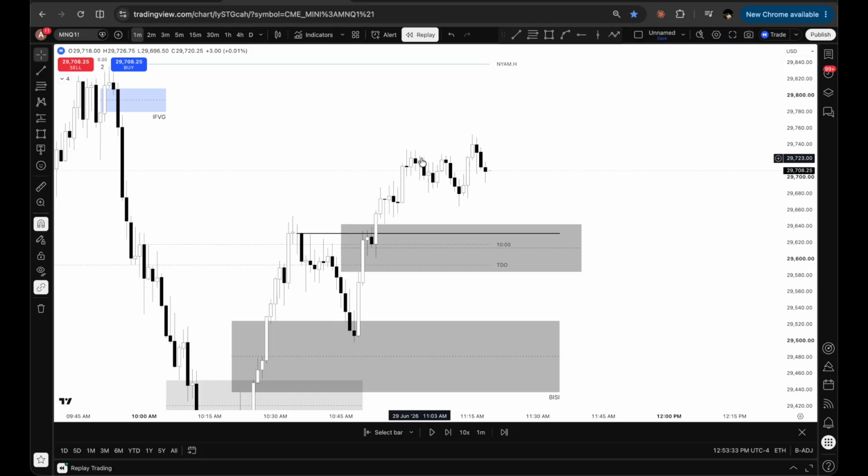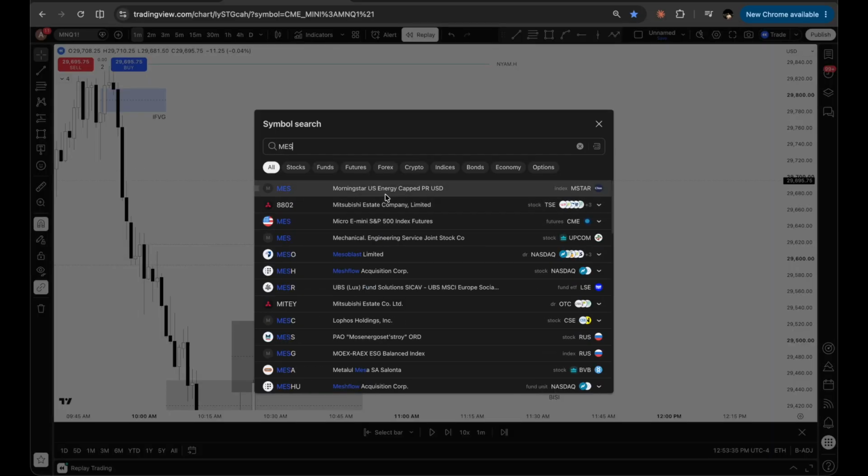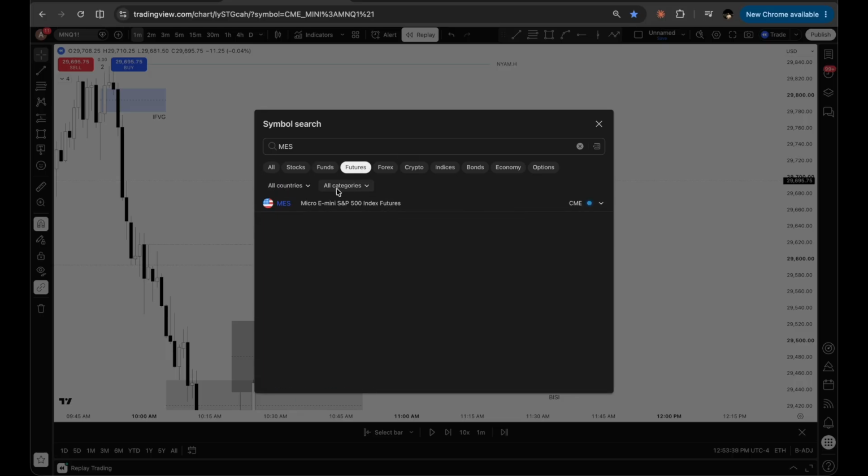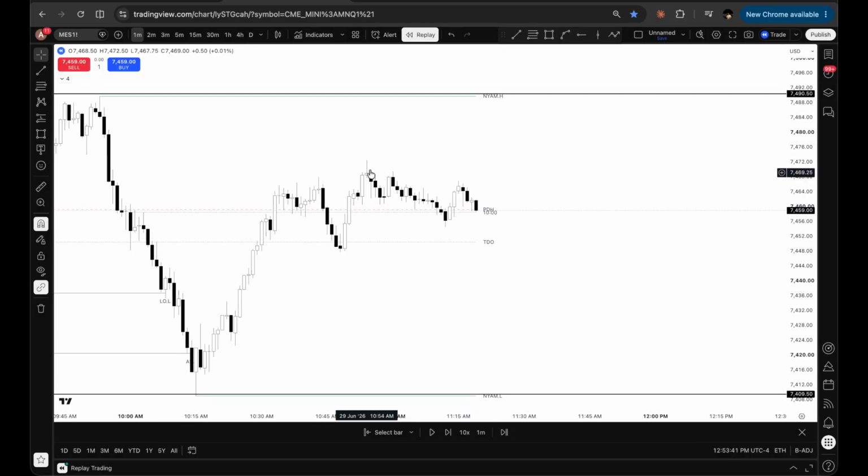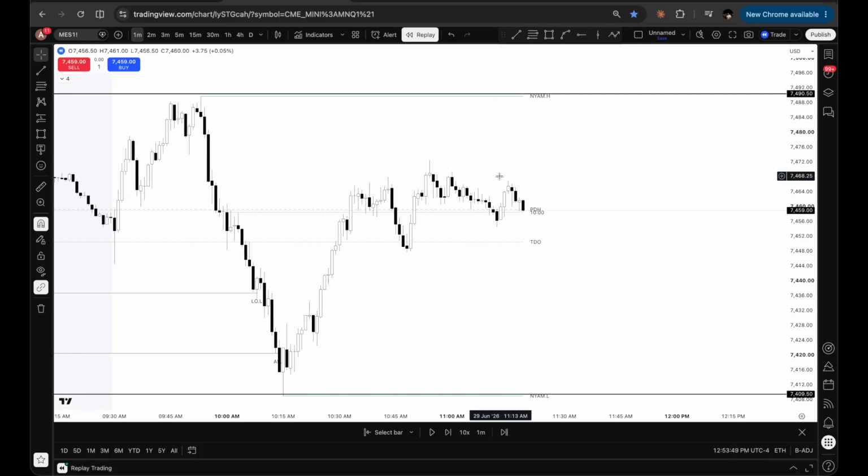Still waiting. At this point though, I have noticed that ES has now become decorrelated and decoupled with NASDAQ. When this happens, you really don't want to trade. You want to wait till you get more confirmation on which way we're going.